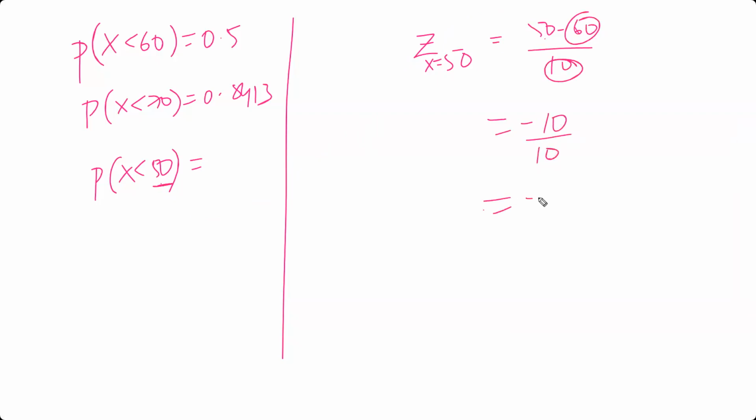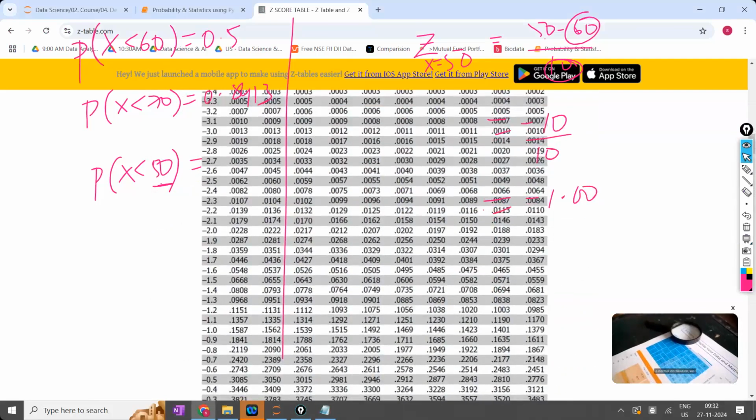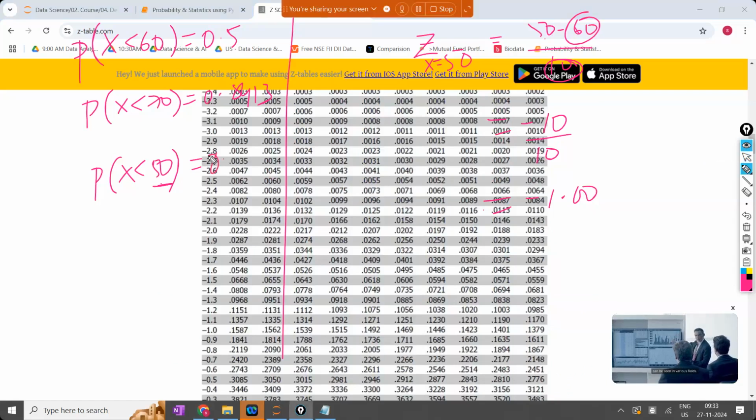which is minus 1.00. Just open the z table for minus 1.00. Wherever the value minus 1.00 is there, what is the value? It is 0.1587. Is the point clear? 0.1587. You can write that.